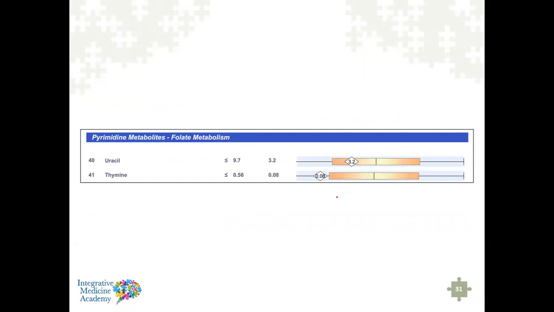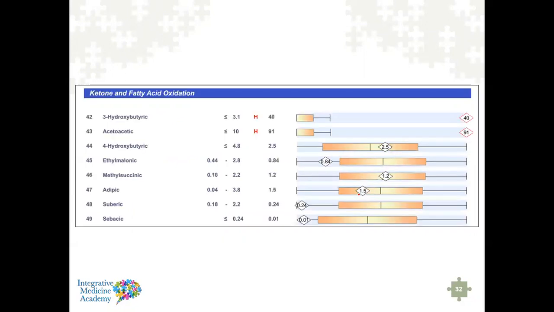Not much to speak about under the folate metabolism. This actually has a link to the methylation cycle. A couple markers show up under the fatty acid and ketone section. None of the other markers are elevated.